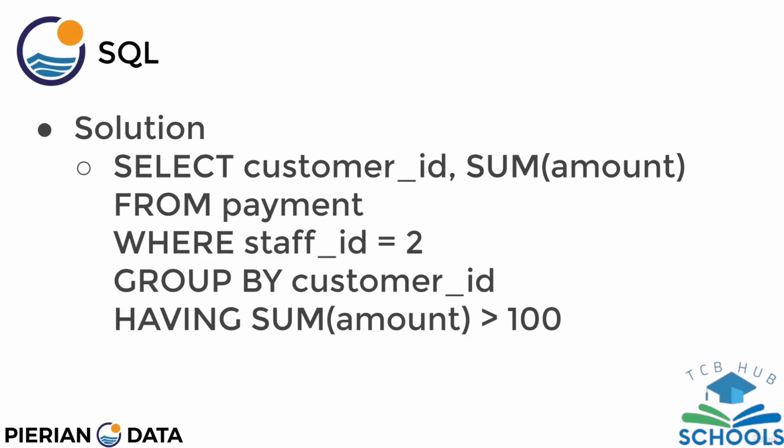So the solution, here we select the customer ID and we take the SUM of the amount in order to calculate who has more than $100 from the payment table. We first, however, filter where staff ID is equal to 2. That way, when we do the GROUP BY on the customer ID, we're only considering people where the actual payment transaction occurred with the staff ID equal to 2. And then we check for HAVING SUM(amount) greater than 100.